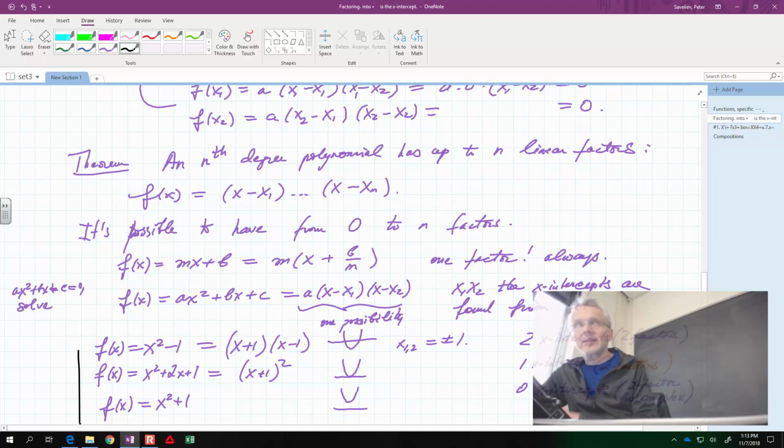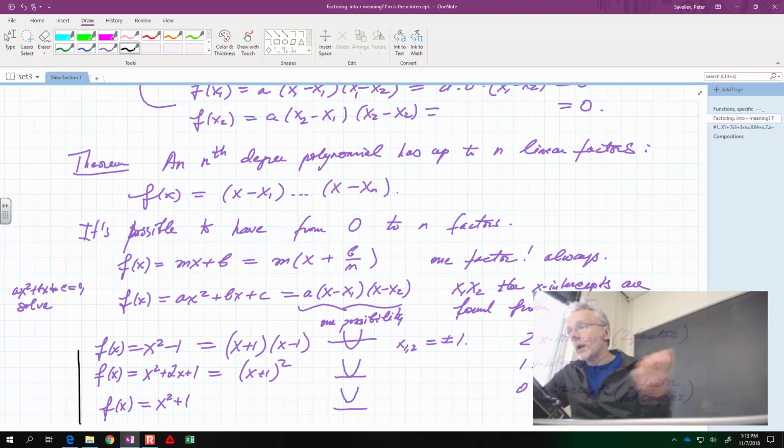If it is the same factor, it means the same x-intercept, which means there's only one x-intercept, which means that the parabola touches the x-axis. And if there are no linear factors, so you cannot further factor the quadratic polynomial, which happens when the discriminant is negative, then there are no x-intercepts, and it hovers either above or below the x-axis. So very similar things happen to general polynomials.